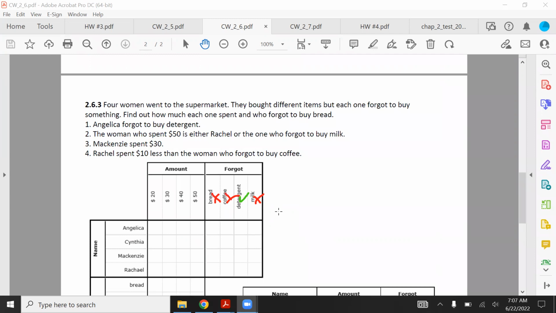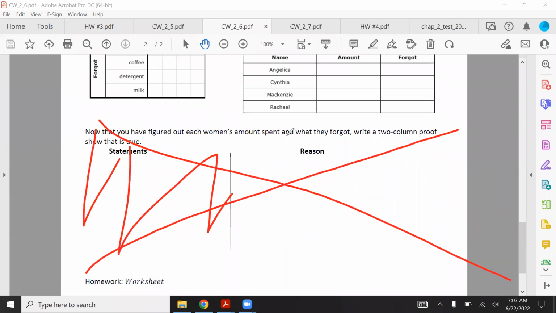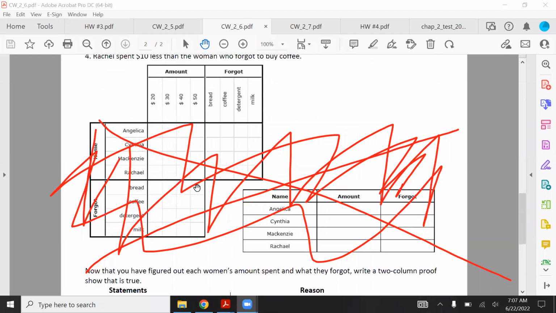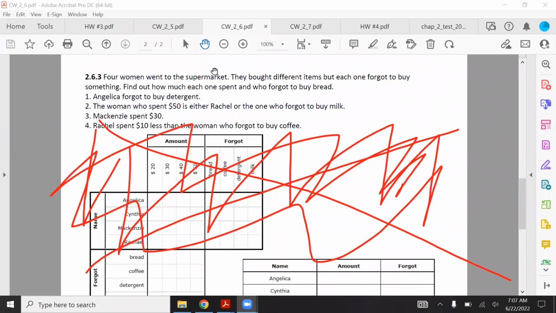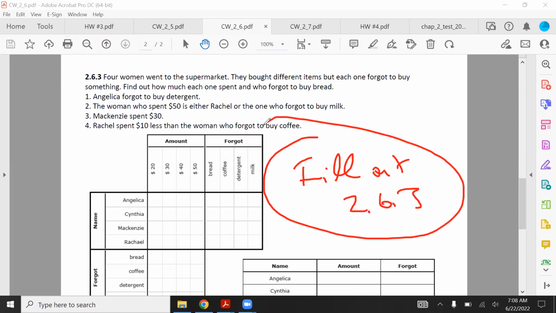Then I guess what we're trying to figure out is, don't worry about writing a 2-column proof for this. This seems a little weird to me to write a 2-column proof. Don't worry about that. We could do that together. That just seems a little strange to have you do on your own. All I want you to do is just fill out the table for 2.6.3, and then you'll be done with this video. And we can go over that later in class. So fill out 2.6.3. Okay, I'll stop this video.